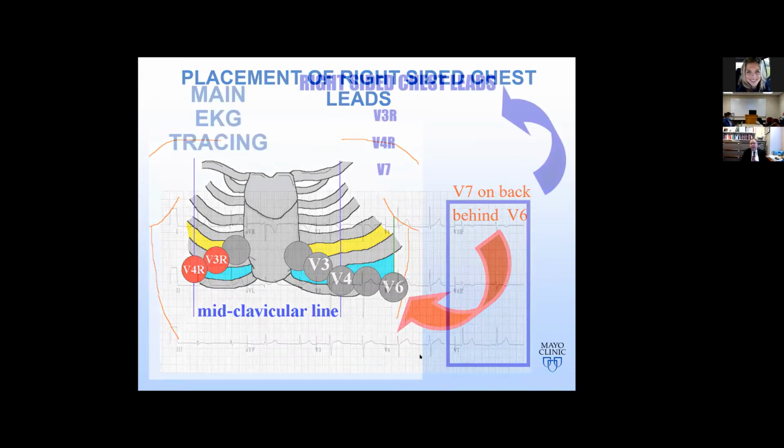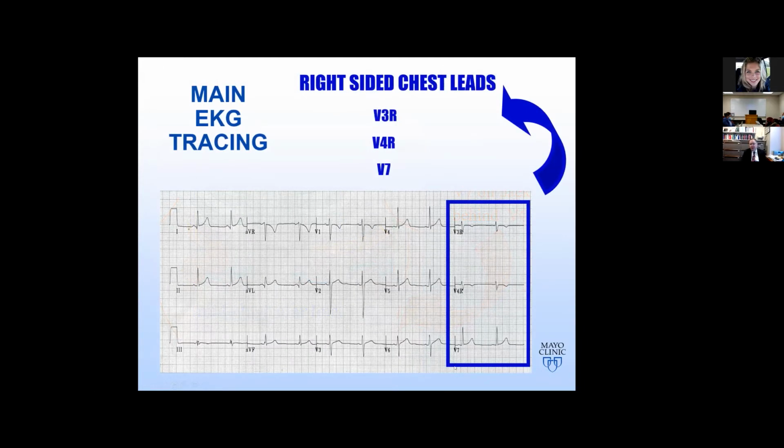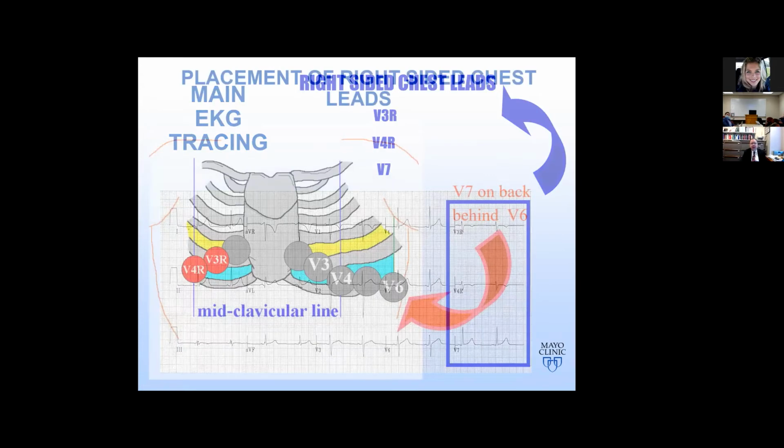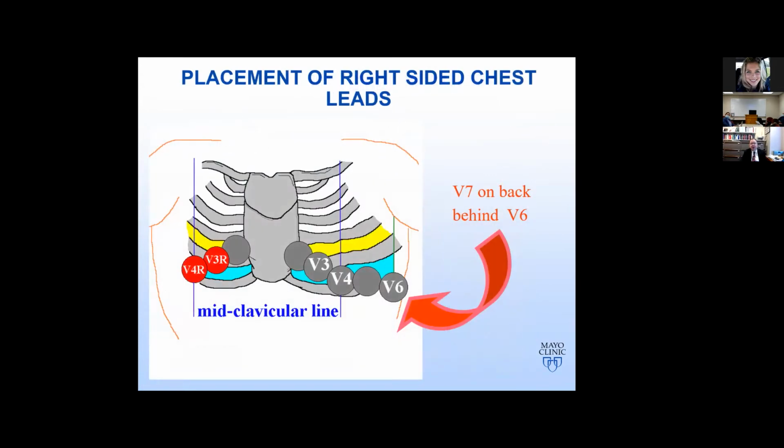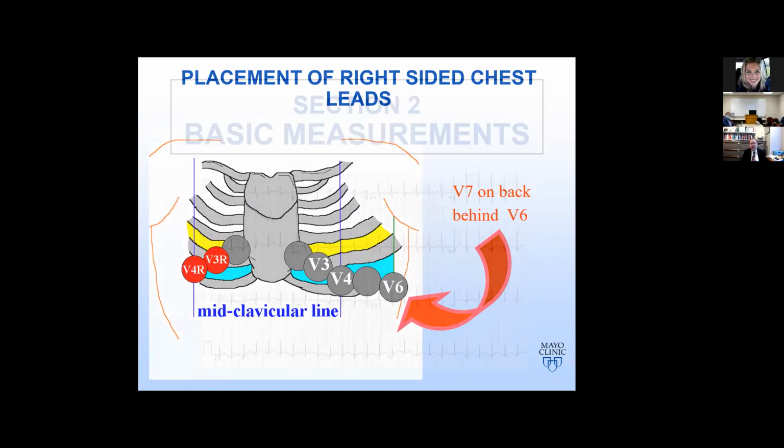And to be honest with you, the only thing we use V7 for is so there's not a big gap or hole in the ECG, but there's limited utility to V7. So for all practical purposes, you can ignore that. And we'll talk about V3R and V4R and what we use that for as we go through the findings.